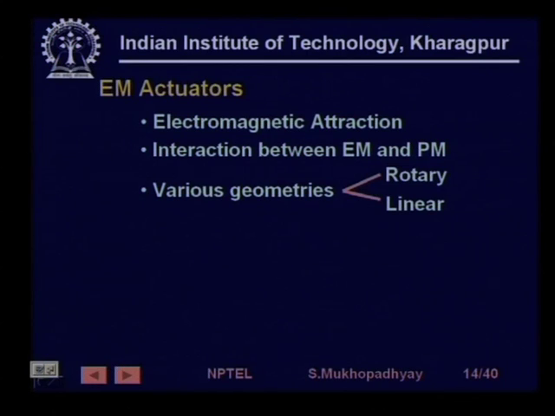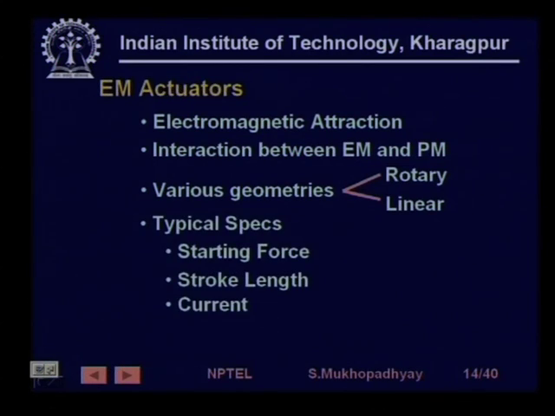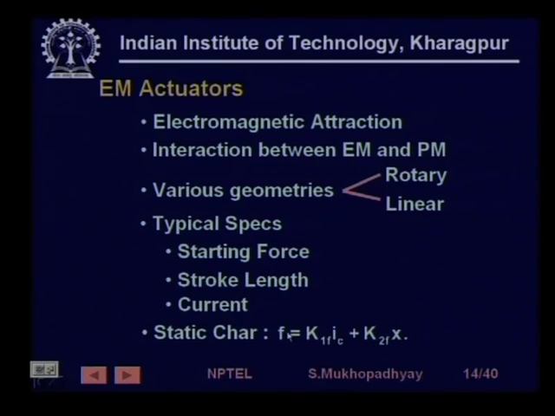The actuator can be rotary or linear, and typically the specifications involve starting force, stroke length, by how much it can move, and the current requirements. Typically the force varies depending on the current as well as the displacement, because basically it is by flux. The flux depends on the current, because the current decides the magnetomotive force, and it also depends on the reluctance of the flux path, which depends on the gap, which keeps changing during motion. So, the force characteristics depend on current as well as the position.